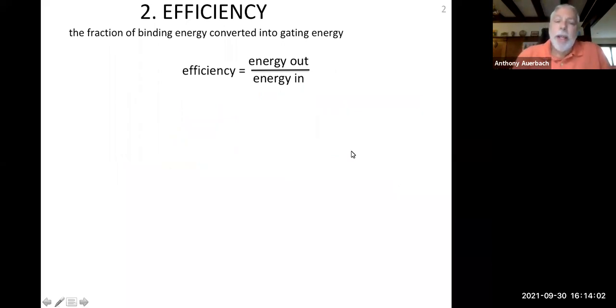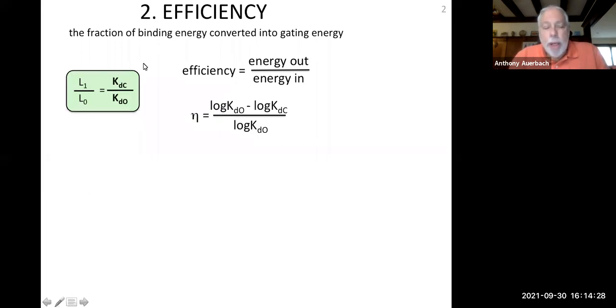So efficiency, for any machine, is the energy out over energy in. And receptors are machines, they're molecular machines, which means they're subject to Brownian influences, but nonetheless, they're machines. So in a receptor, efficiency is the fraction of the binding energy, that's the energy in, converted into gating energy, that's the energy out.